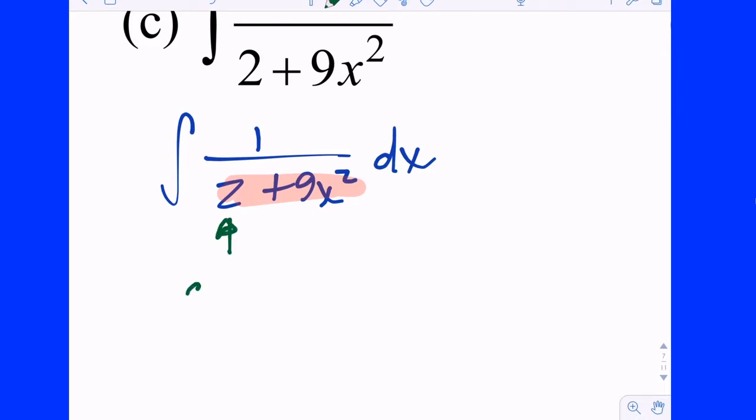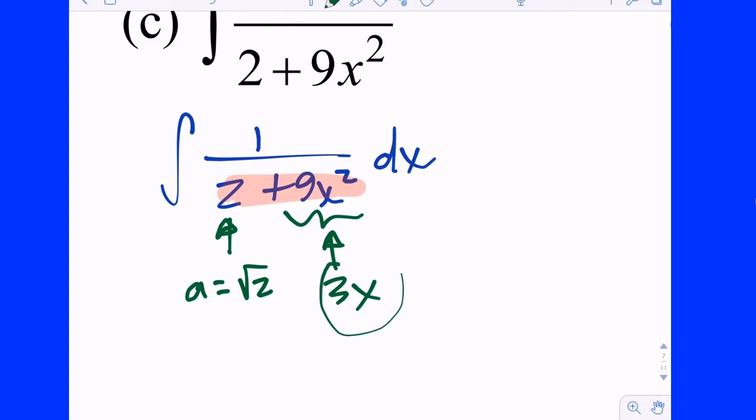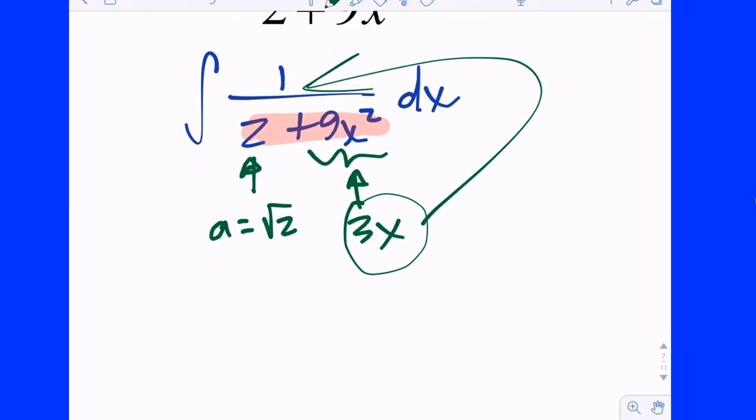If that's a squared, then a would be what? Square root of 2. They don't have to be perfect squares. And if u squared is 9x squared, then u is 3x again. Now, we check. What's the derivative of what we're calling u? What's the derivative of 3x? 3. Crap. We have a 1 up there. We're off by a 3. Is that really a problem? Nah, it's not a problem. So we've got it. There's no other factor other than a 1, but we do have a correction of a third. Now, we're on arc tangent.